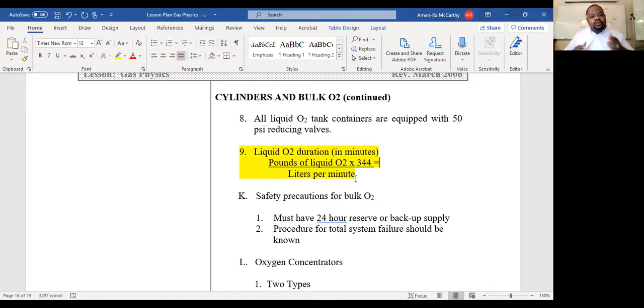All right? So once you master gas physics, which is this one, and not just duration of flow, please don't waste all of your time studying these formulas. It might be one formula on the test. The main crux of the lesson is the physics of the gas.